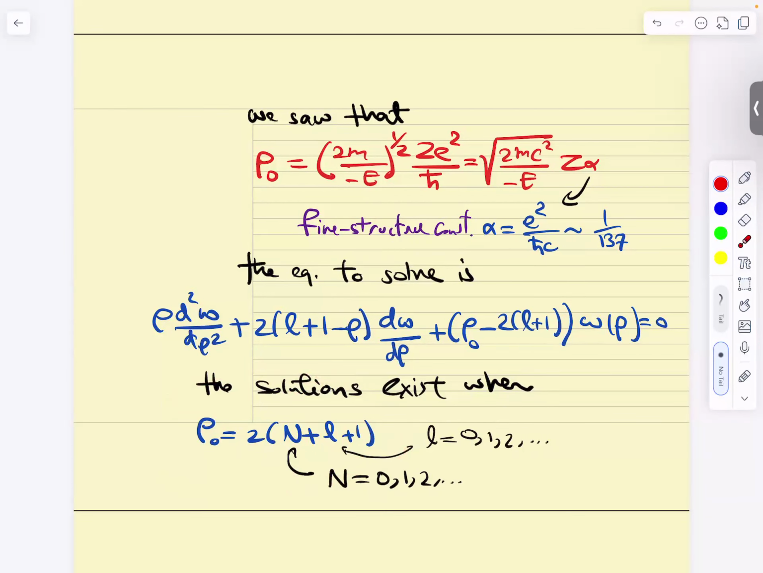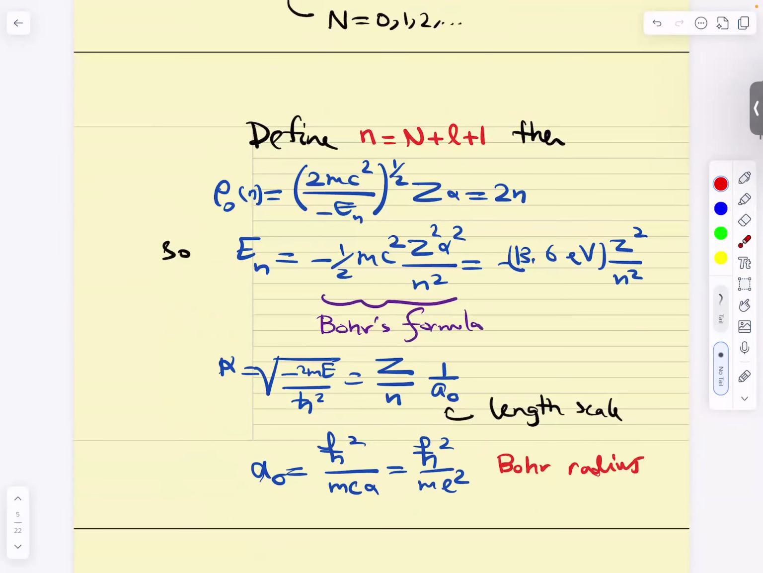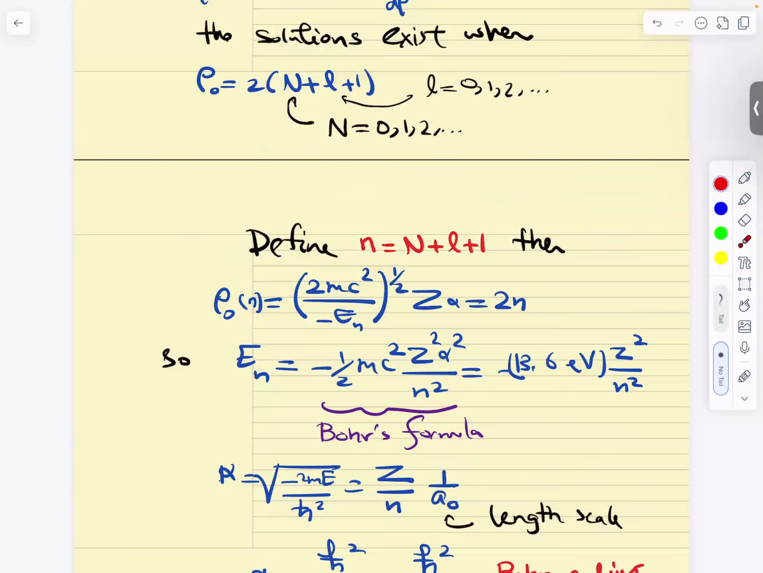All right. Now, define little n as capital N plus L plus 1. Then rho naught has to be 2n, right? Hopefully it's clear. Your energies are going to be minus half mc squared, z squared alpha squared over 2n squared.